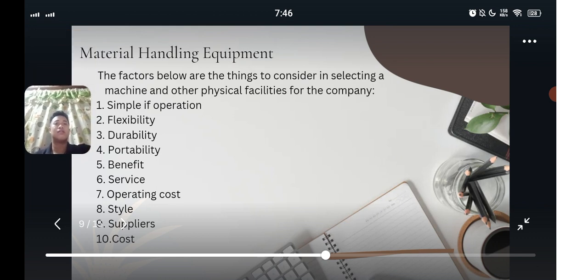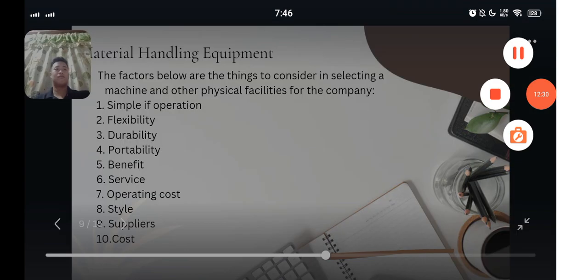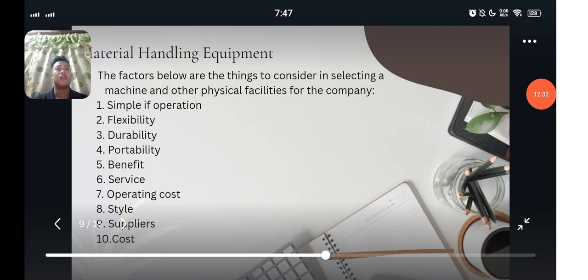Material handling equipment. The factors below are the things to consider in selecting a machine and other physical facilities for the company. These are simplicity of operation, flexibility, durability, affordability, benefits, service, operating cost, style, supplier, and lastly, cost.